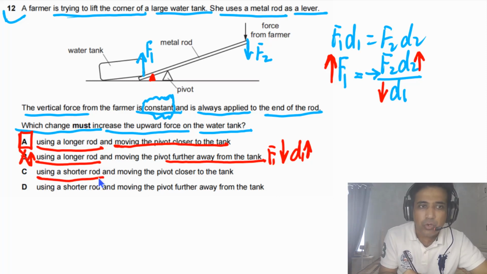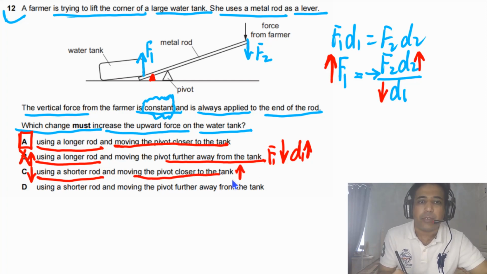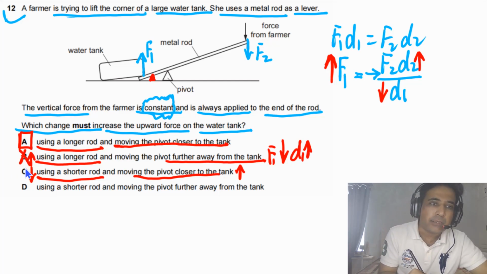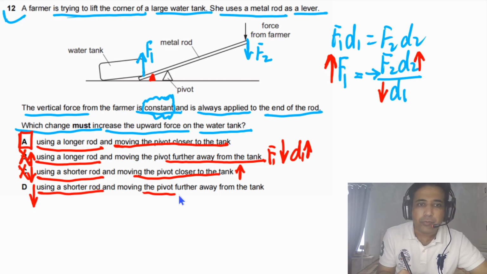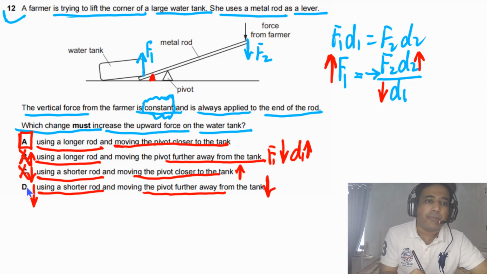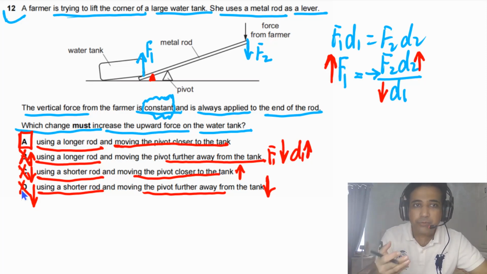Using a shorter rod, this will decrease F1. Moving the pivot closer to the tank, this will increase F1, but we don't know how much increase, how much decrease, so we are not certain, so this is not a possible answer. Using a shorter rod, this will decrease F1. Moving the pivot further away, this will also decrease F1, so this is also not a possible answer. So the answer for this question is A. A nice question. Try to understand the logic.